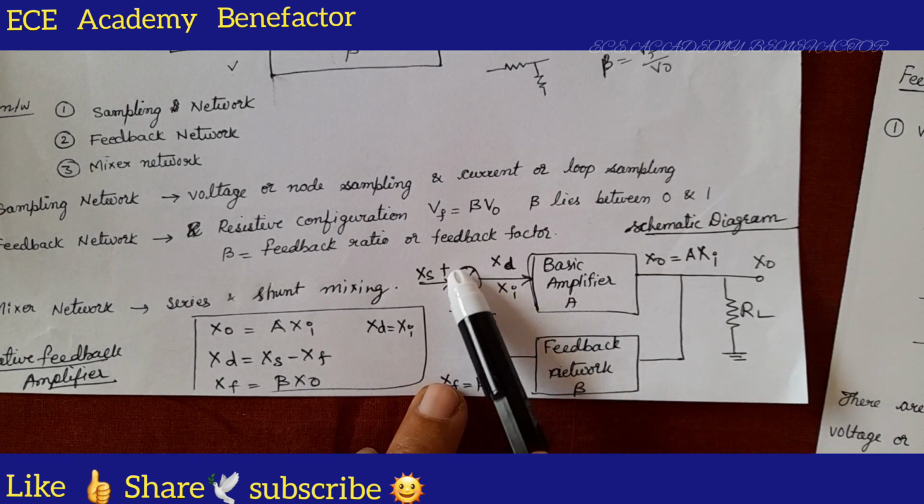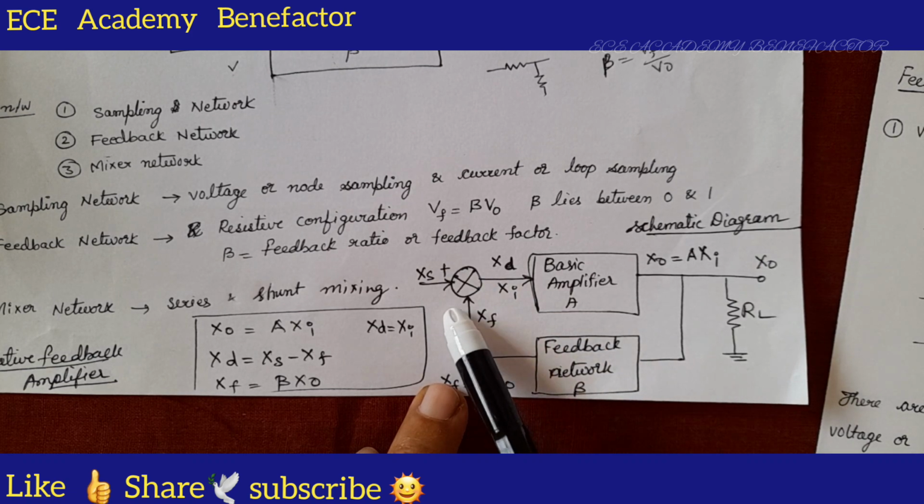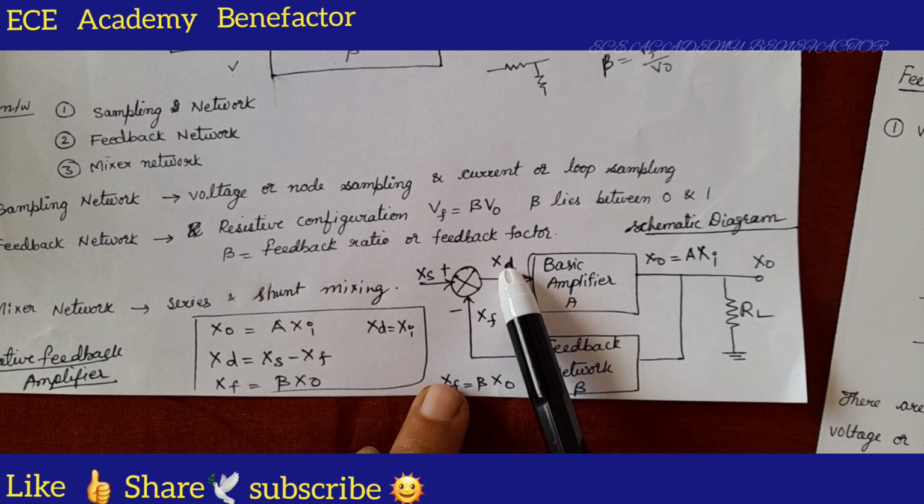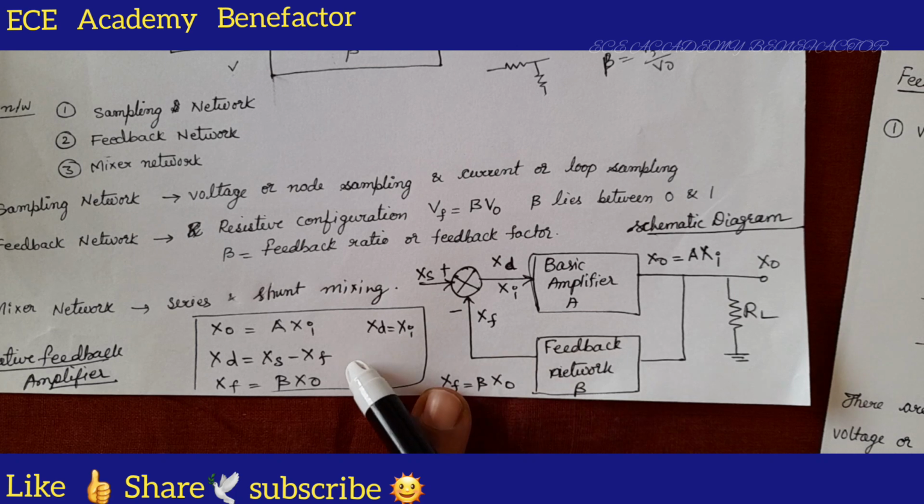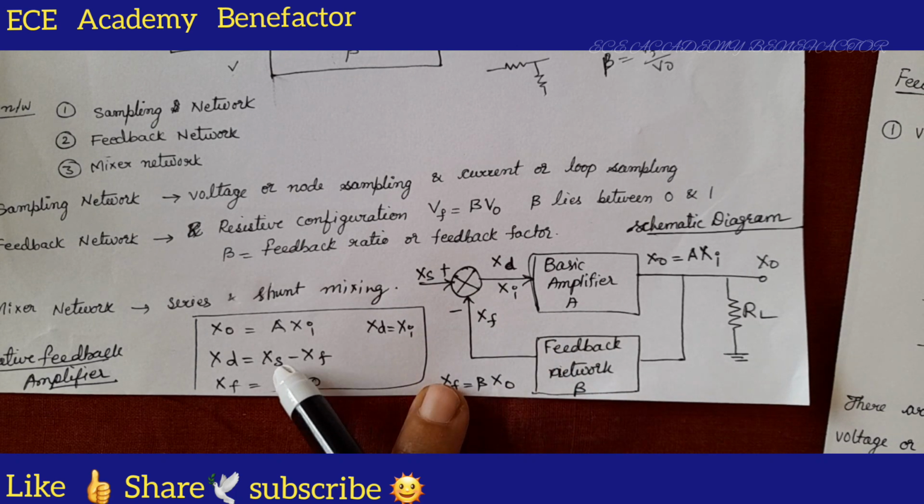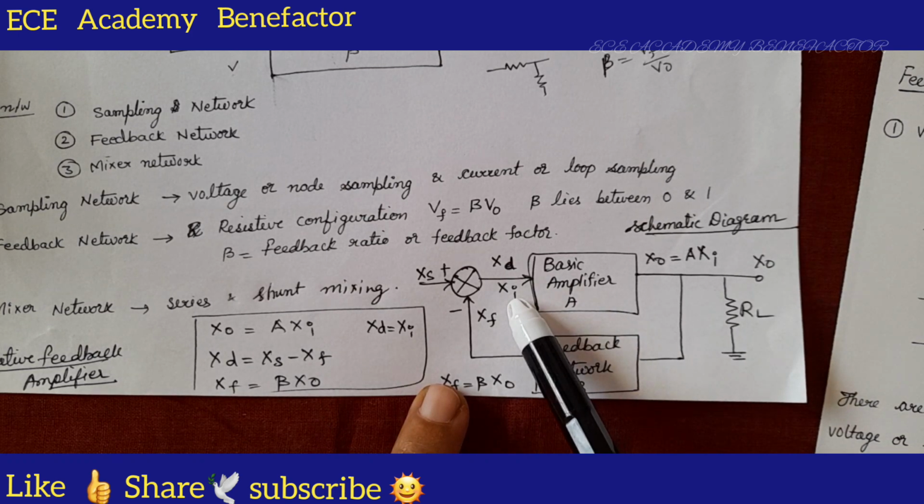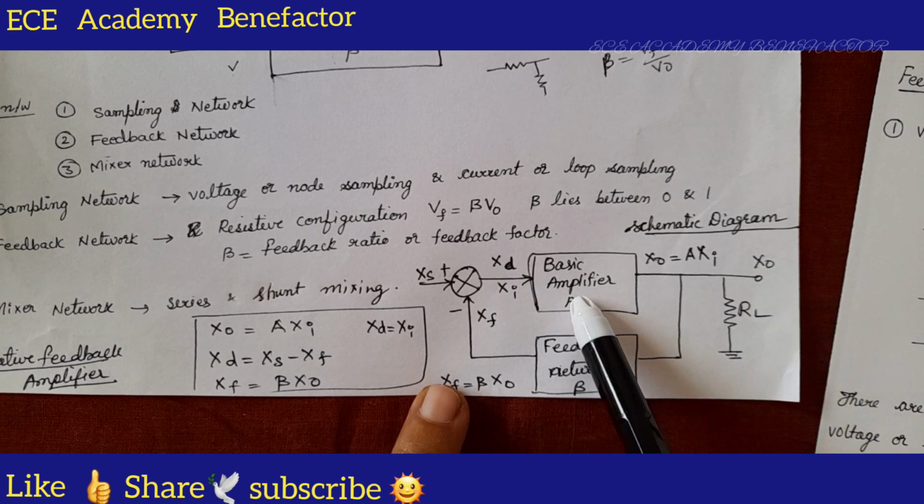This is a mixer network. The source signal is plus and the feedback signal is minus. So, plus minus indicates that it is a negative feedback. XD means difference signal. The difference signal is source signal minus feedback signal, XS minus XF. Here the difference signal is also known as the input signal of the basic amplifier.